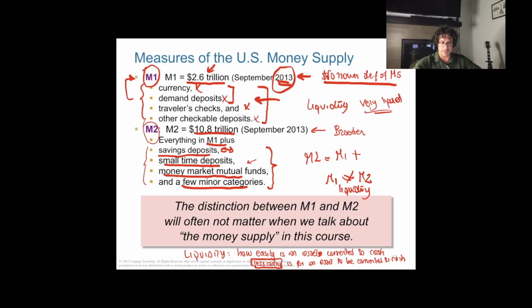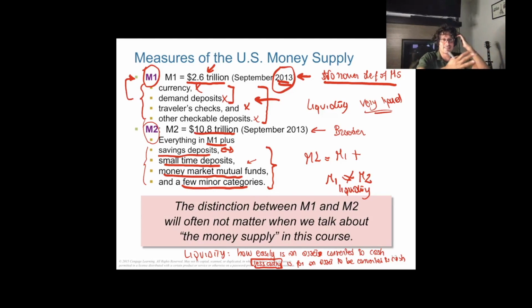Another example is money market mutual funds, where you buy shares of funds that invest in very liquid assets. But again, if you want to withdraw these, it might take one day, might take two days, there might be minor fees, etc. So the intuition is that the money supply encompasses all the assets that can be used in order to make transactions. The more liquid an asset is, the easier it is to make transactions with it.